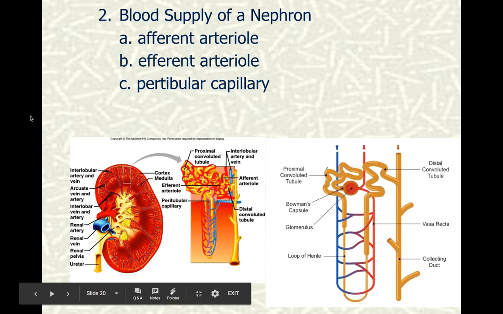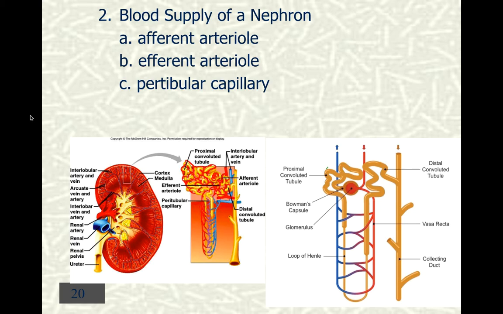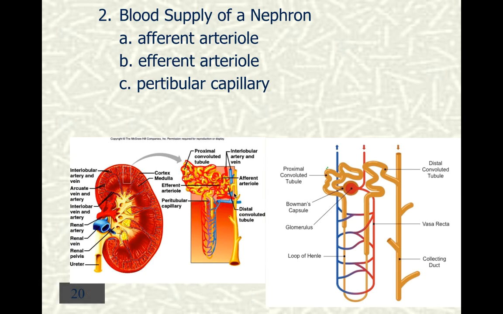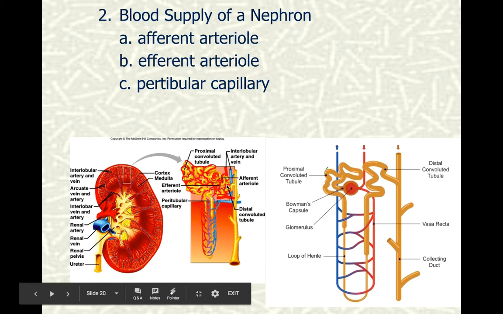Okay. The blood supply coming in then is going to come in through an afferent arteriole to an efferent arteriole, and then finally to the peritubular capillaries, which is surrounding the loop of Henle here. We can see that in the image a little bit better. If we look here, here is my renal corpuscle. Leaving is the proximal convoluted tube, loop of Henle, distal convoluted tube, collecting duct.